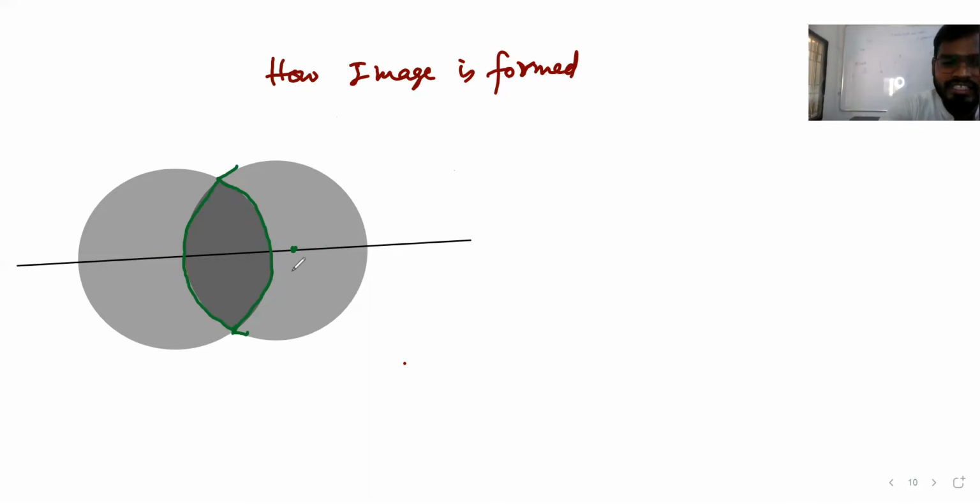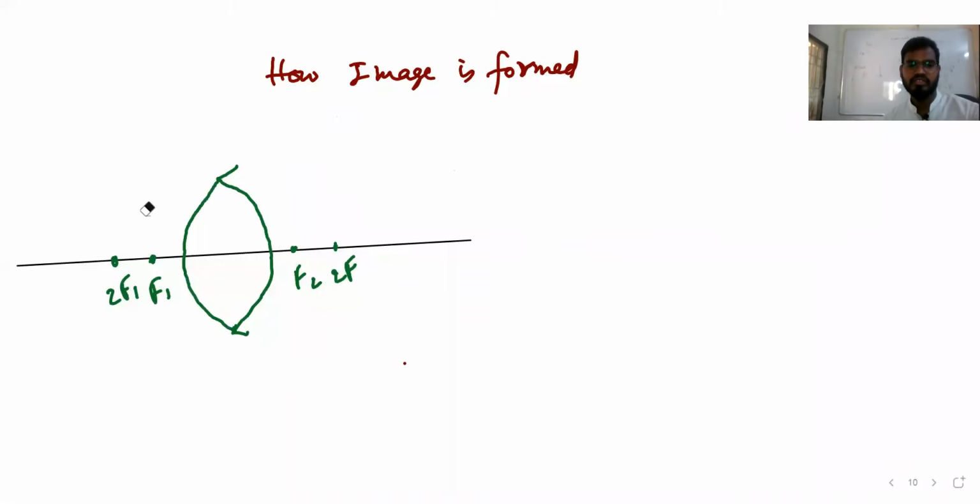So they didn't consider this as f, right? Everything they wrote in the form of f1, f2 only. Suppose this is at f, this is f1, so they will write center of curvature as 2f1. This they will consider f2 and they will write center of curvature as 2f2. Now let's see, guys. Hope you guys got it. So let's remove this. Hope you understood what I'm trying to say, right?